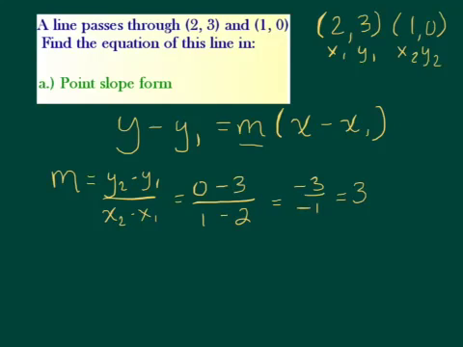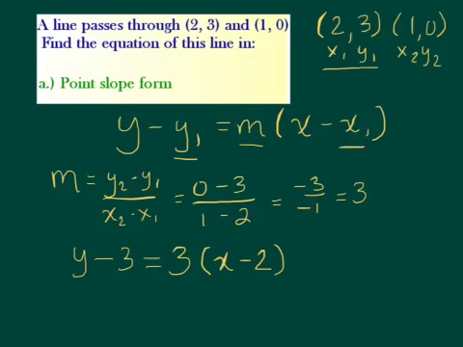Now let's look back at the point-slope form. We need y1 and x1, which we actually already have in our first point right here. So let's go ahead and plug that in. y minus y1, which is 3, equals our slope 3, times x minus x1, which is 2. Great. So now we have our point-slope form. This is really useful when all we have is the slope of our line and one point.